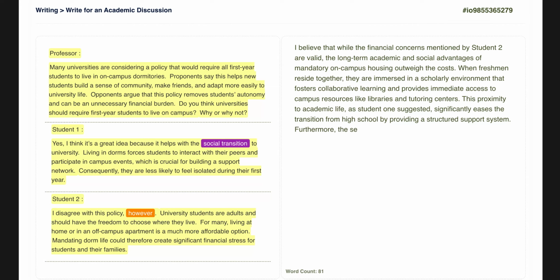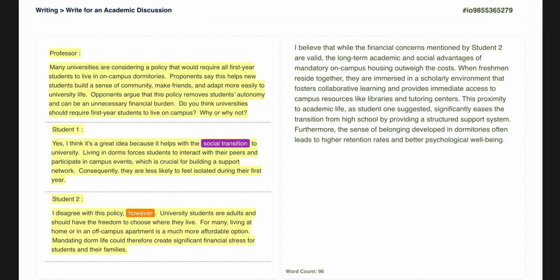Furthermore, the sense of belonging developed in dormitories often leads to higher retention rates and better psychological well-being. To add more depth, we use the transition word "furthermore," which helps with the flow of the text. Then, we write "the sense of belonging developed in dormitories." This is a more sophisticated way to talk about building a community. We link this to "often leads to higher retention rates." Bringing in professional terms like "retention rates" shows a high level of academic English.